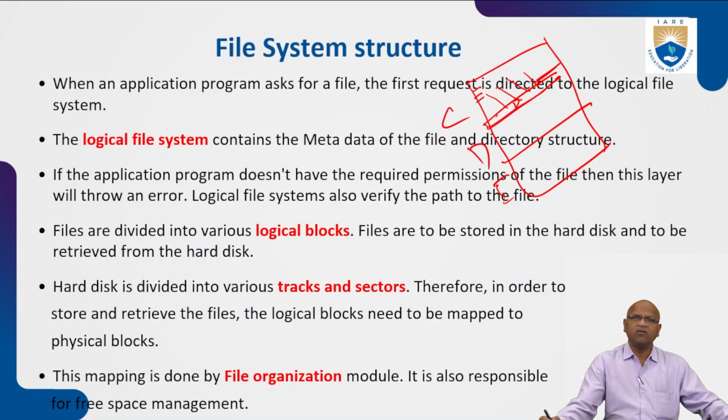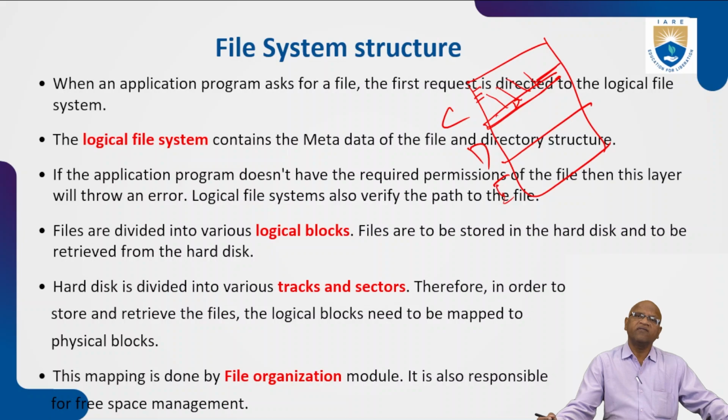So files are divided into various logical blocks. Files are to be stored in the hard disk and to be retrieved from the hard disk, because once the file is saved in a proper way and the indexing is maintained for those files, whenever you want to open that file, you can systematically retrieve the data from the hard disk. That is, when you save, similarly you can retrieve the data from the hard disk.